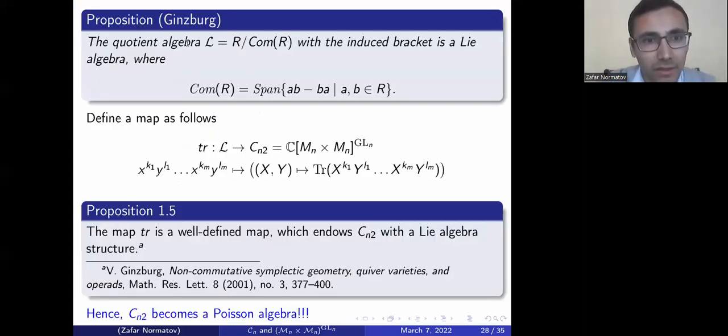Ginsburg proved the following proposition: the quotient algebra with the induced bracket is a Lie algebra, where R is the span of AB minus BA. Define a map as follows by this formula. In this paper, Ginsburg proved that the map trace is a well-defined map, which endows Cn2 with a Lie algebra structure. Hence, Cn2 becomes a Poisson algebra.